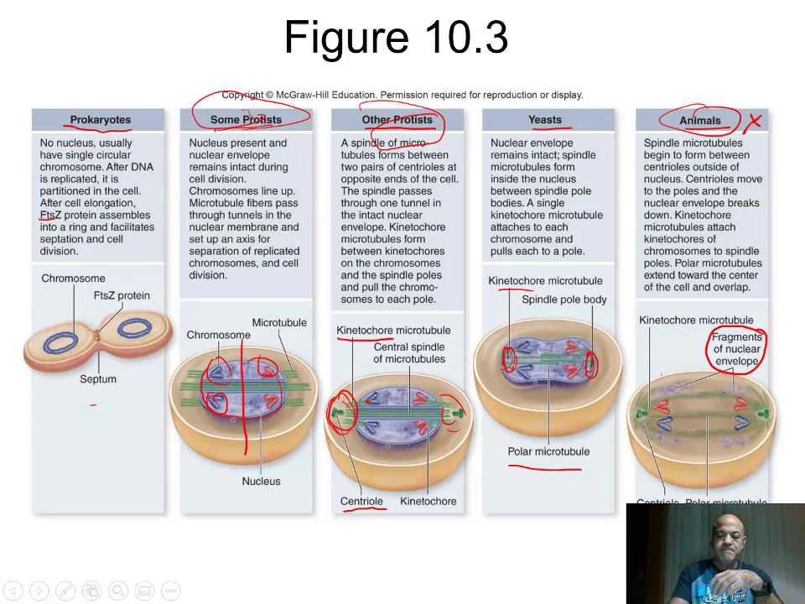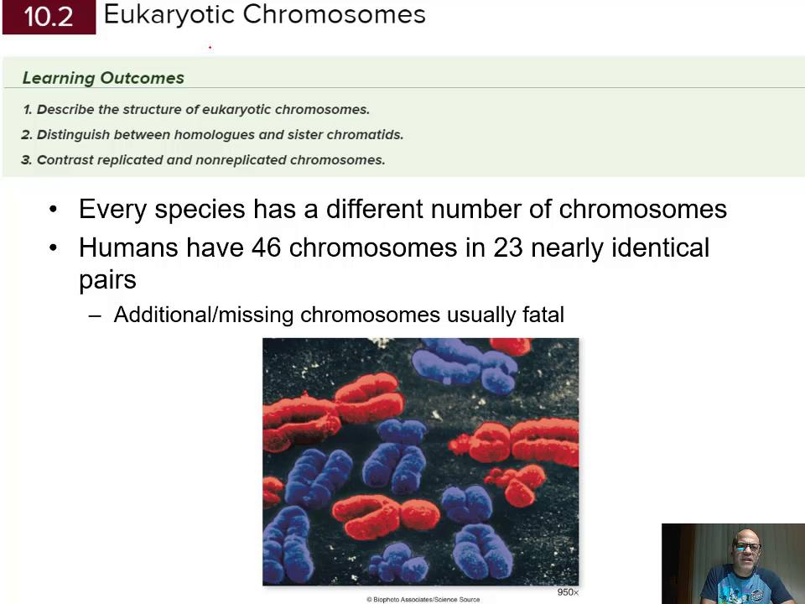So we're now going to look at the structure of the eukaryotic chromosome, and your learning outcomes are going to be to describe the structure of the chromosome, and that includes looking at some special proteins called cohesin, and condensins, a group of proteins that help organize your DNA. You also are going to distinguish between homologs and sister chromatids, and your third objective is to contrast replicated and non-replicated chromosomes.